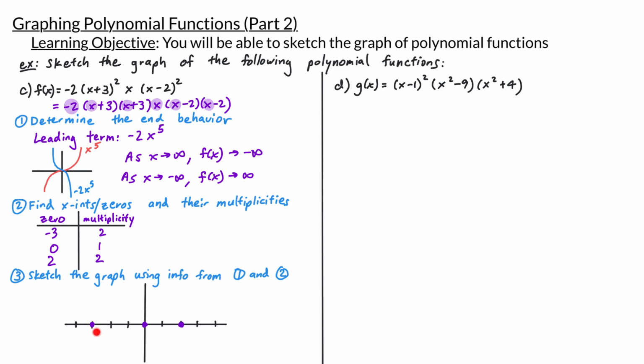Next, we want to go to our leftmost x-intercept and think about what happens if we continue to the left. Will the graph go up or will it go down? To decide which of these we'll draw, we want to look at the end behavior.